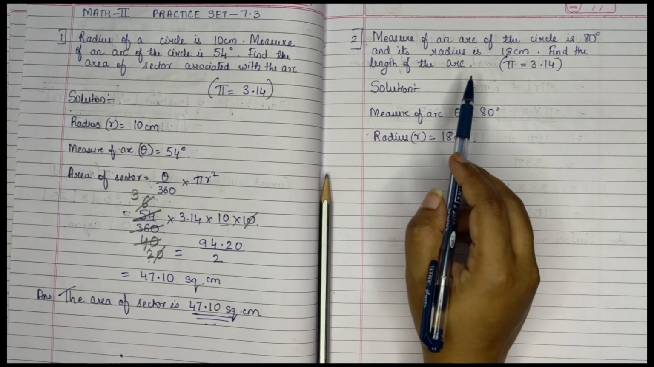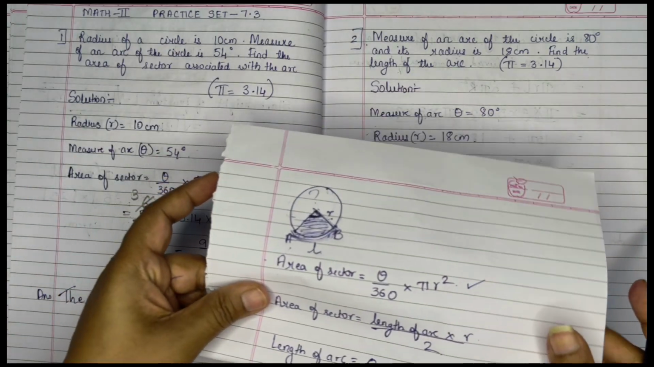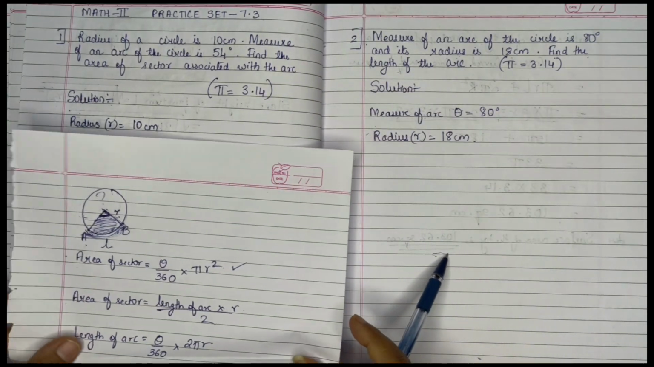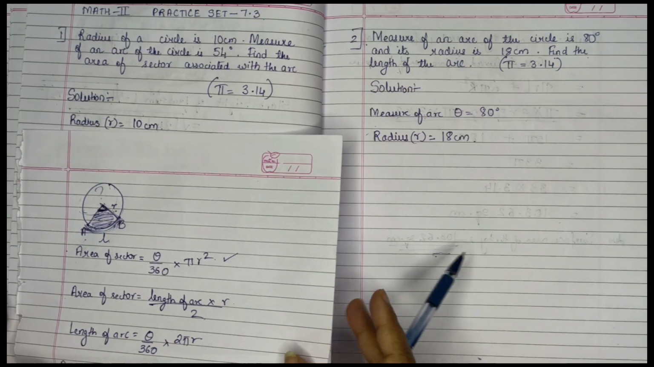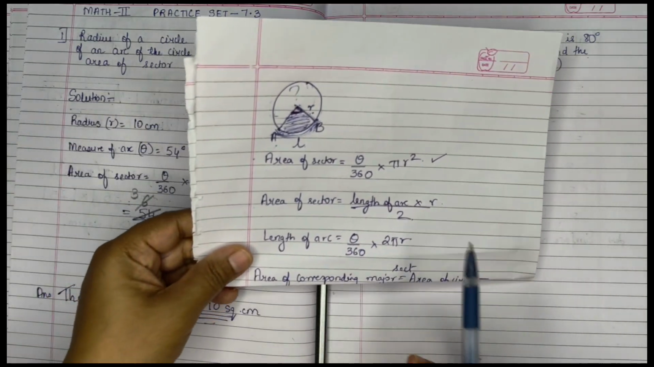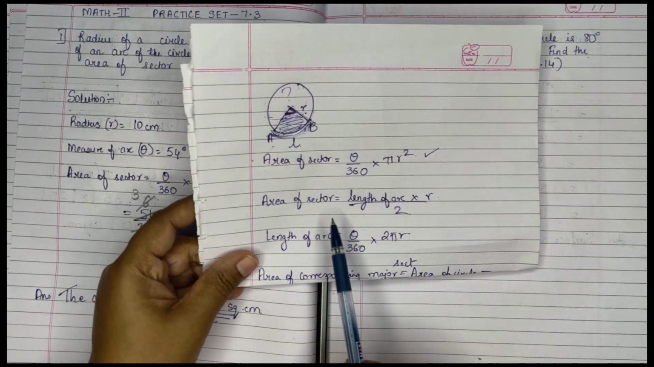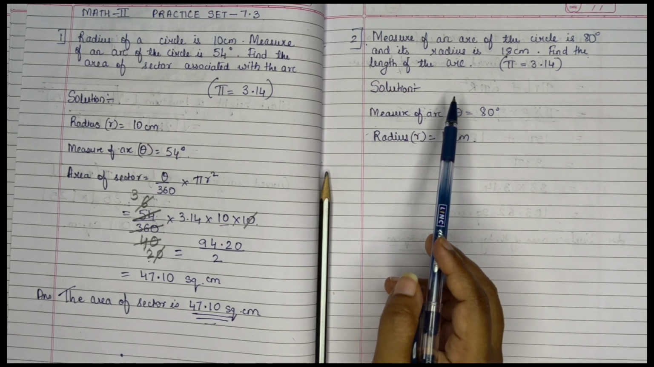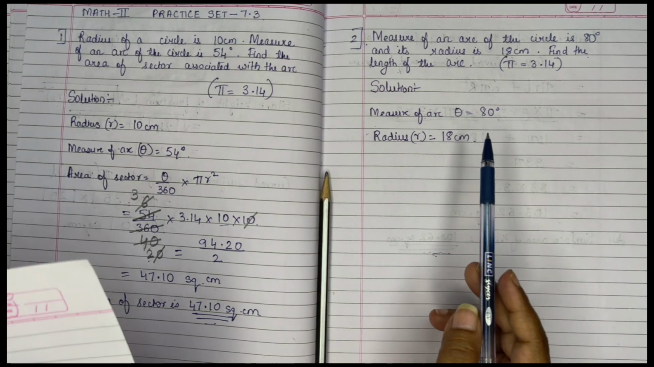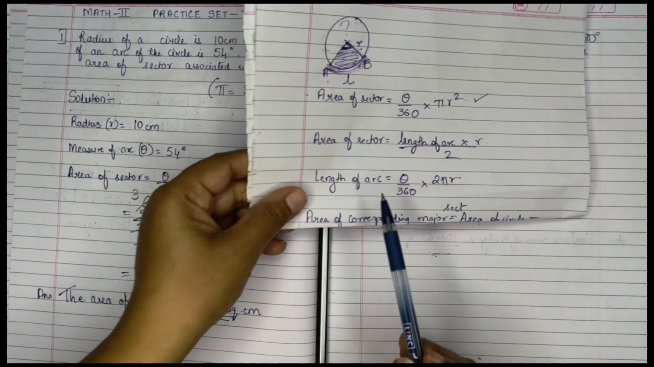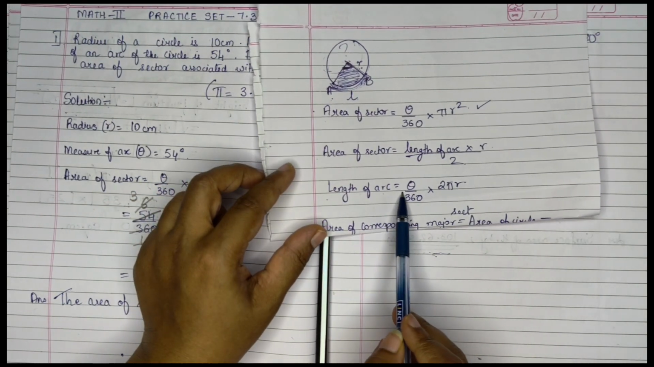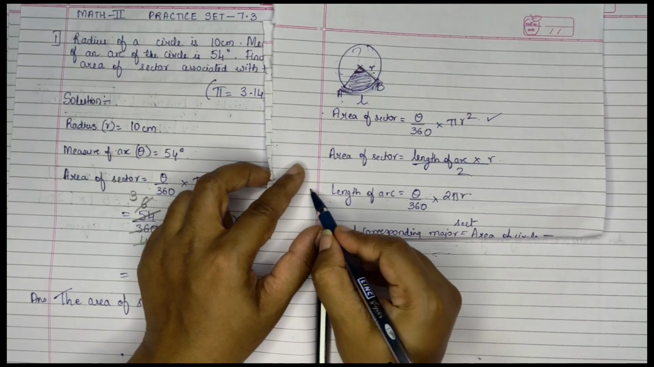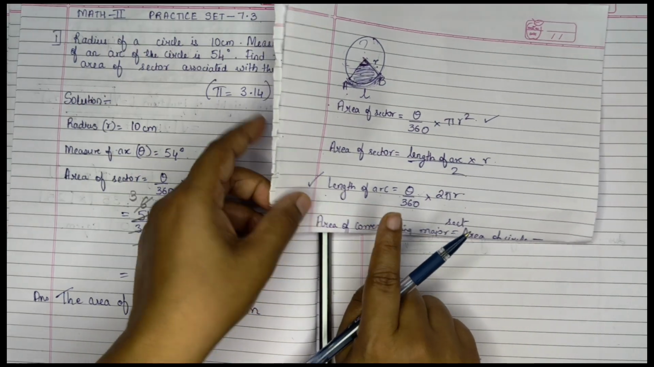Okay. So length of arc, what I told you, see, I had written the formulas in the beginning. I told you length of arc is equal to theta upon 360. You have to find the length of arc. So length of arc is equal to theta upon 360 into 2 pi r. So we have to find the length of arc. So we will use this formula.